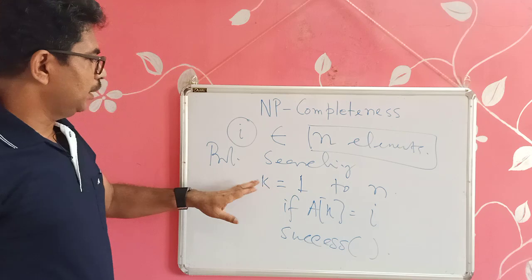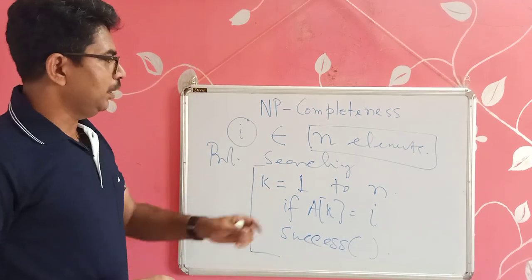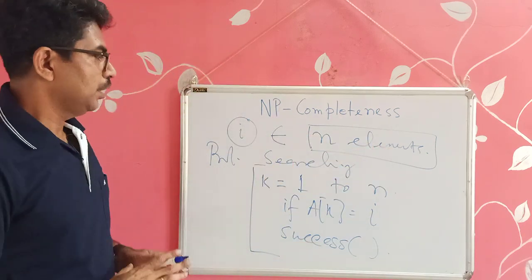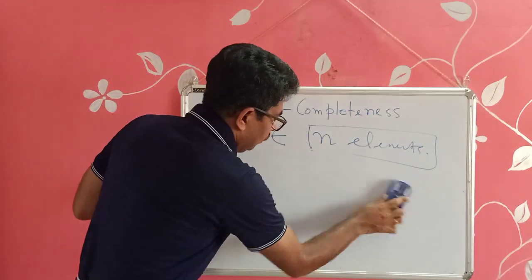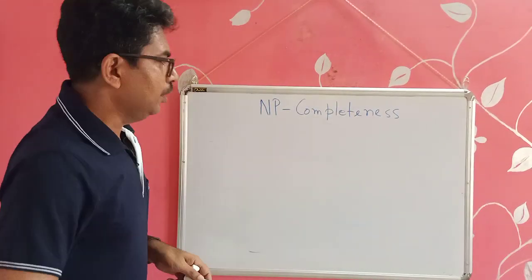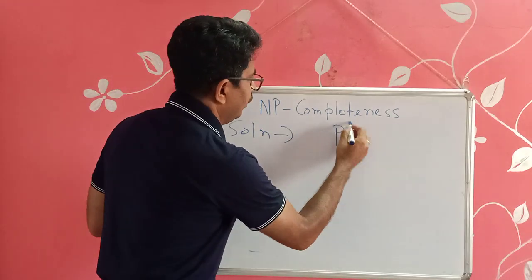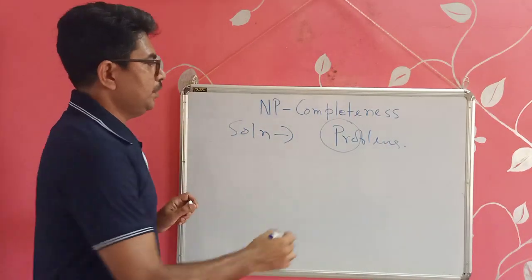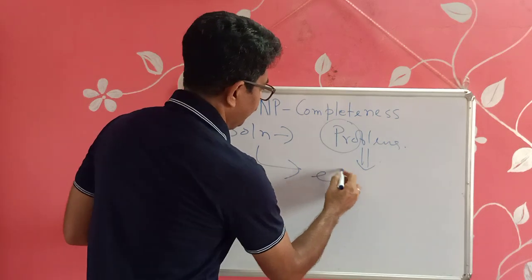So here we know that this kind of solution is present. Similarly, for sorting, we know that this kind of solution is present, right? So some algorithms or solutions are present for problems like this. Now the question is whether these solutions are effective or not.